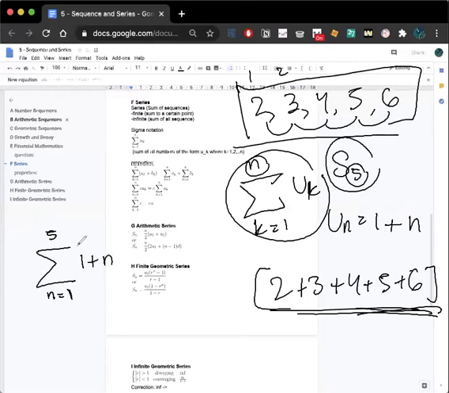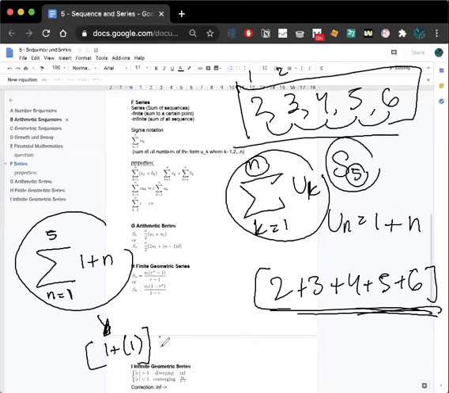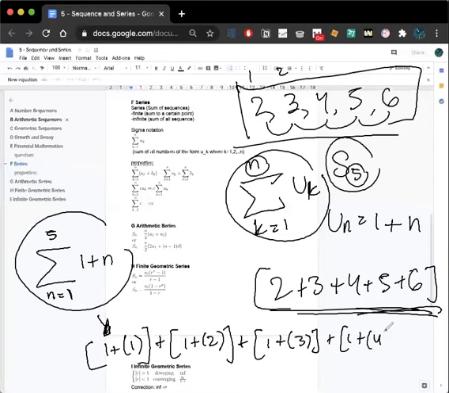So this is going to mean 1 plus 1, plus 1 plus 2, plus 1 plus 3, plus 1 plus 4, plus 1 plus 5.